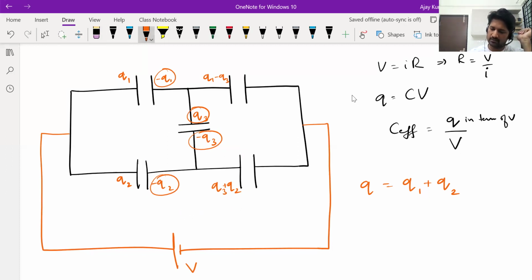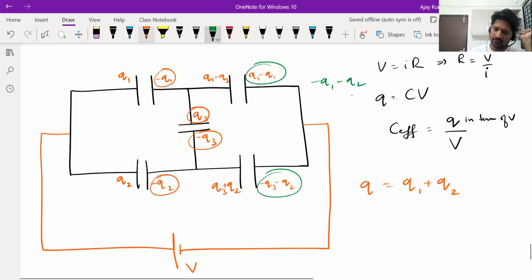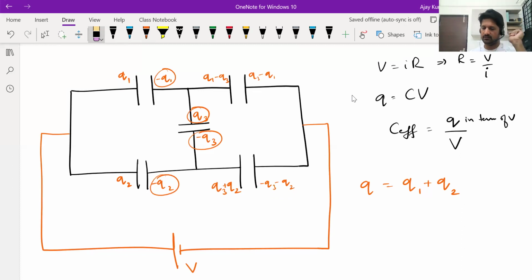And then the other plate charges you can write Q3 minus Q1. Here it will be minus Q3 minus Q2. So that the total charge on this side, if you add them, it will be minus Q1 minus Q2. Makes sense. Total charge on this side was plus Q1 plus Q2. Then on that side should be minus Q1 minus Q2. Whatever charge battery takes on one side, it releases on the other side. So this is how you first distribute the charges.